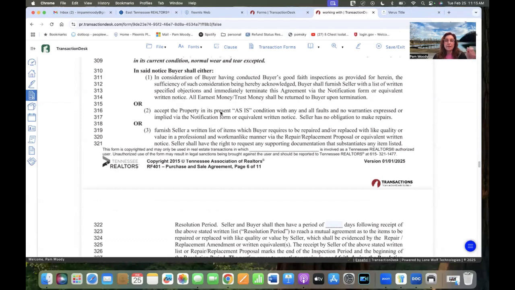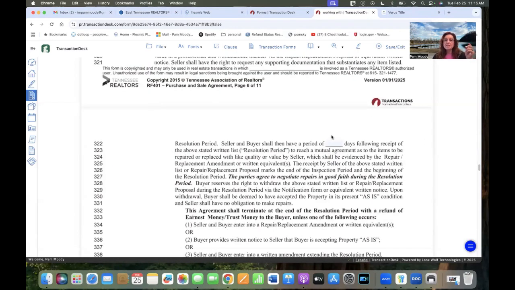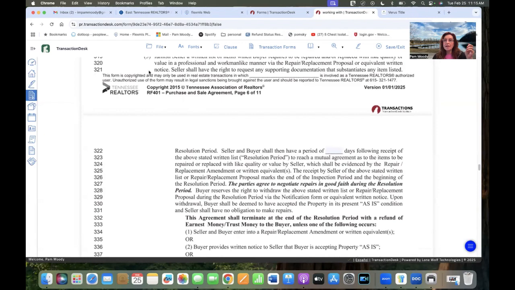Second is, we'll take it as is. Third is, here's a list of things that we would like to have repaired. So now we need, seller shall have the right to request supporting documentation that substantiates any items listed. So we've gone through the inspection report. There's something wrong with the roof, and we're going to ask them to get that repaired.